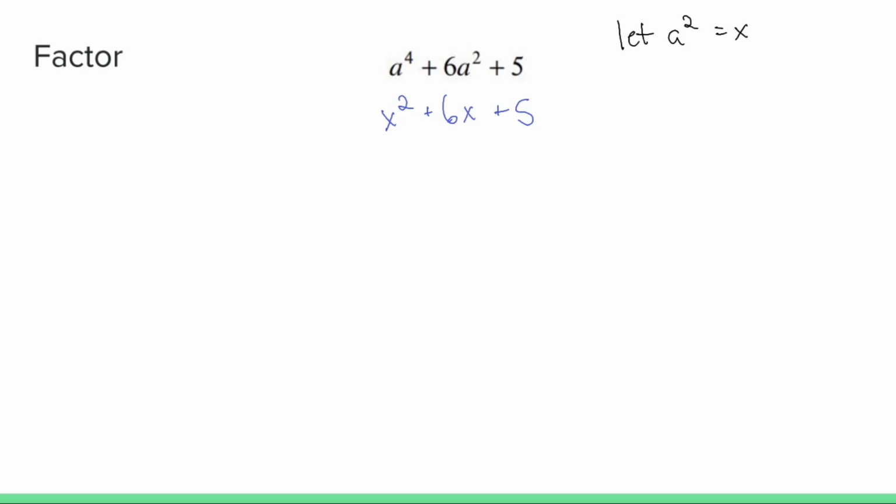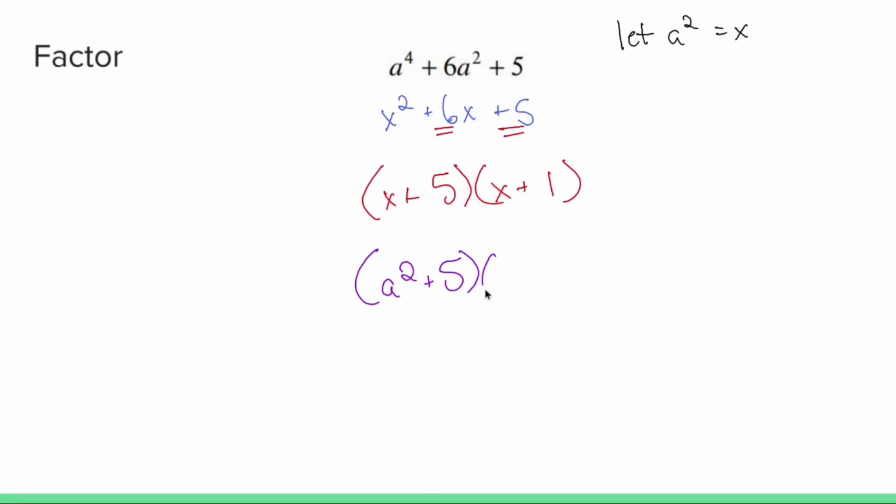You should look at that and say, oh, well, now that's a quadratic. And two numbers that add up to 6 and multiply out to 5 are going to be 5 and 1. So you have x plus 5, x plus 1. Now, before we finish, we didn't start out with x. We started out with a. And we called a squared x. So I have to turn x back into a squared. So you're a squared plus 5, and you're a squared plus 1.